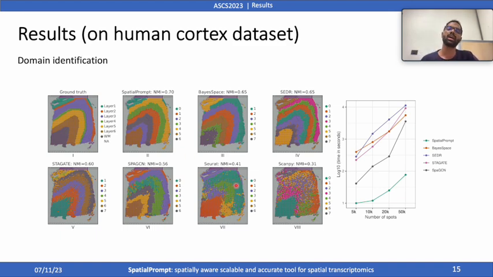Then we tested how scalable our algorithm is. For this we took spatial data having 5,000 spots, 10,000, 20,000 and 50,000 spots. We can see our tool can perform domain identification of 50,000 cells in below 2 minutes, whereas other tools take 10 to the power 4 seconds, approximately 2 to 3 hours.